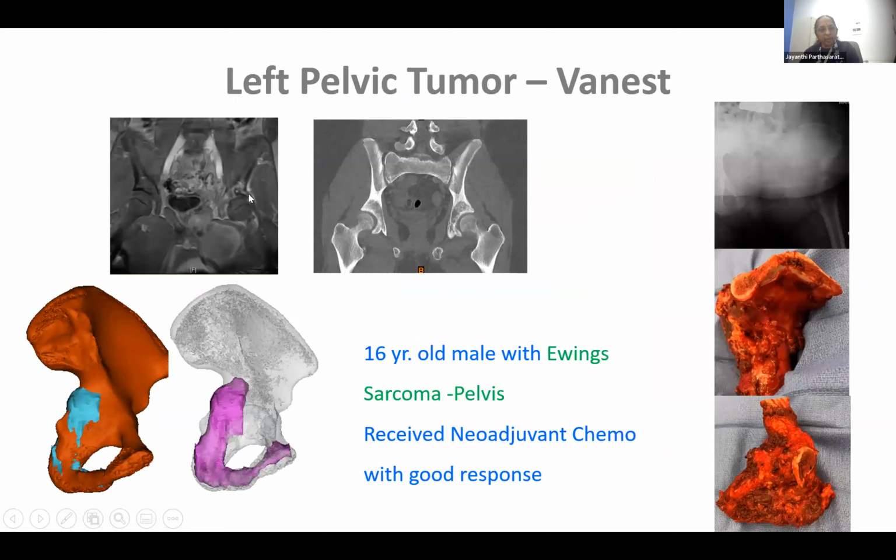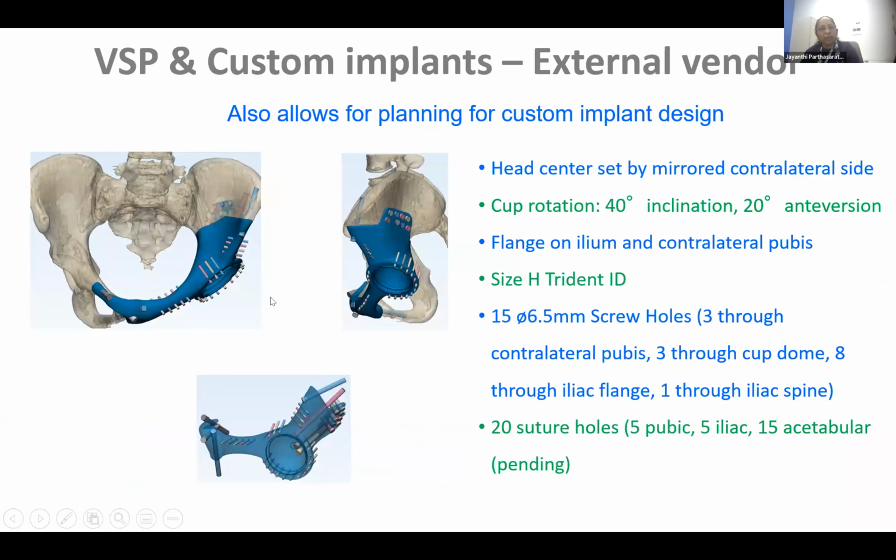This is an interesting patient again with a pelvic tumor. So we planned the resection, and it was an Ewing sarcoma. And after the chemo, there was a lot of shrinkage of the tumor, and they decided to do a reconstruction with an external vendor, and we'll see how the surgical planning was very useful.